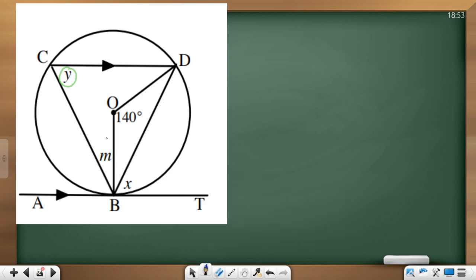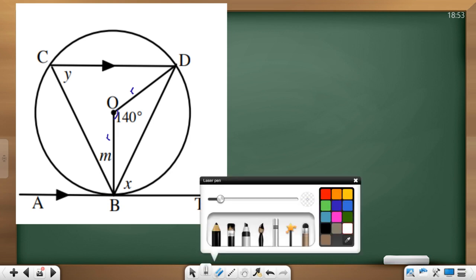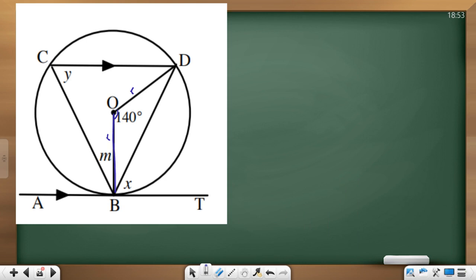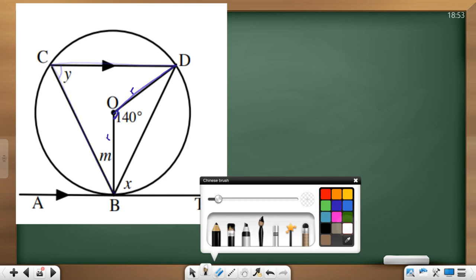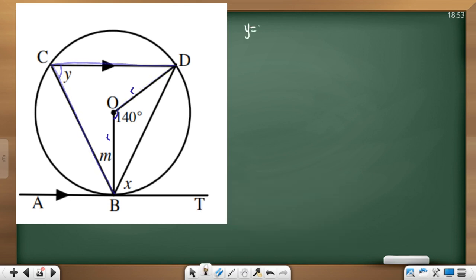Label the lines. That's a radius and a radius. This is angle at the center. Do you notice? I already have that now. Angle at the center is 2 times angle at the circumference. The bigger one is the one in the middle. So what is your y? Y is 70 degrees. Y, angle at center is equal to 2 times angle at circumference.